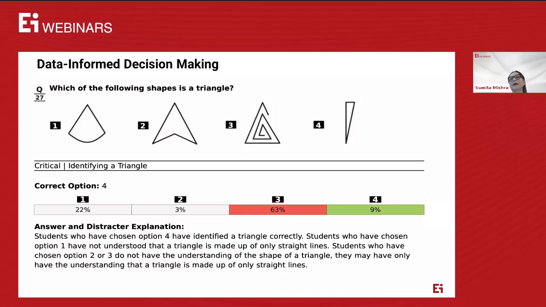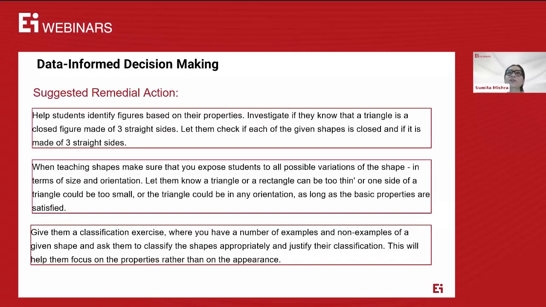We have an explanation of how each option was targeting a misconception. But I want to show you a suggested remedial action that comes in the CARES report, one example of it. The question that we just saw highlighted that students are basing their answer on the appearance of a shape. So we suggest a scaffolded remedial plan.